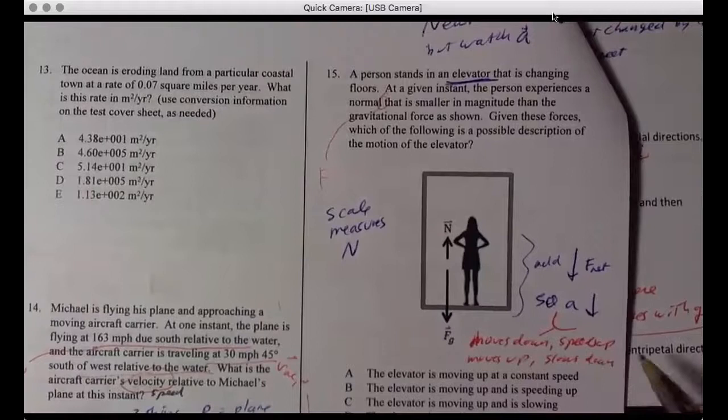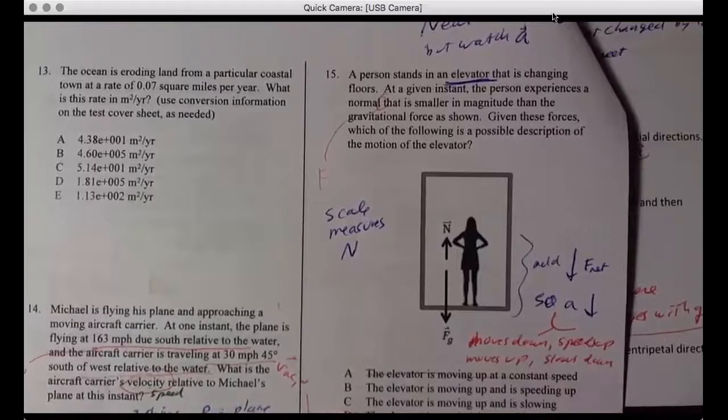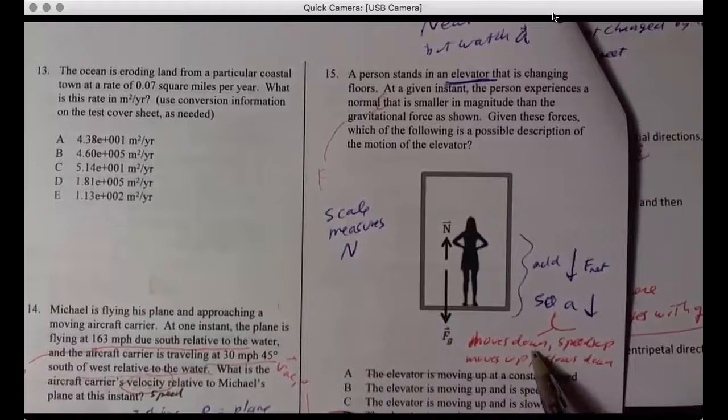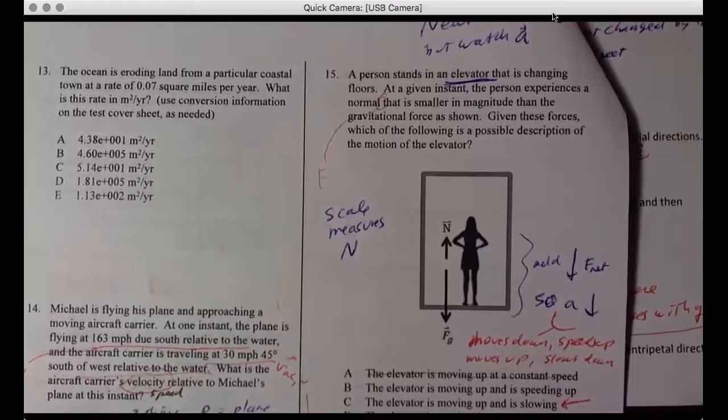Okay, so forget the constant speeds, we have an acceleration. Moves down, speeds up. Moves down, slowing, nope. Moves up, slows down. Moving up, these two, slowing. There we have it. That's gotta be it. So if you write this down, this logic, write these two down, now start looking for it. You'll get your answer.